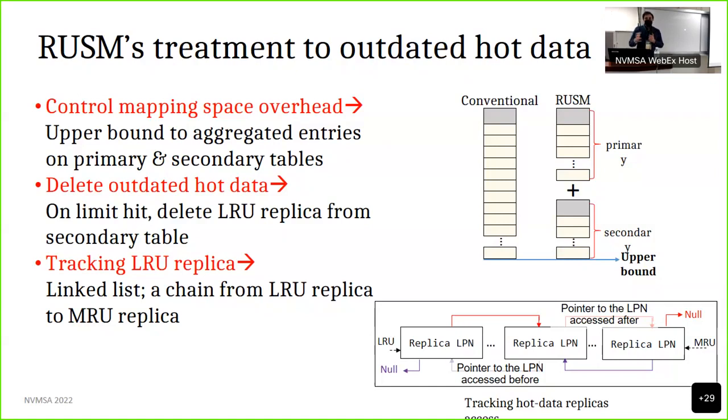And we cannot do that just randomly. We need to mind the least recently used and most recently used semantics and delete the really outdated data, not the hot data. To do so, we use a linked list data structure that stores the replica LPNs forming a chain from the least recently used replica LPN to the most recently used replica LPN. So each replica LPN points forward to the LPN that's accessed after and points back to the LPN that was accessed before. And here we go back again to the upper bound. When it's hit, we simply delete the data pointed to by the least recently used. That's a fair idea of how to delete the outdated data.